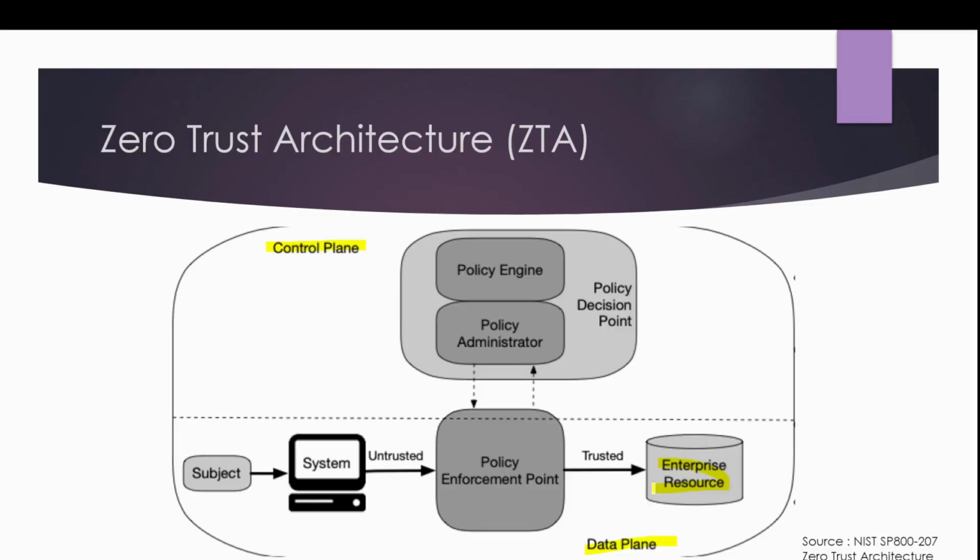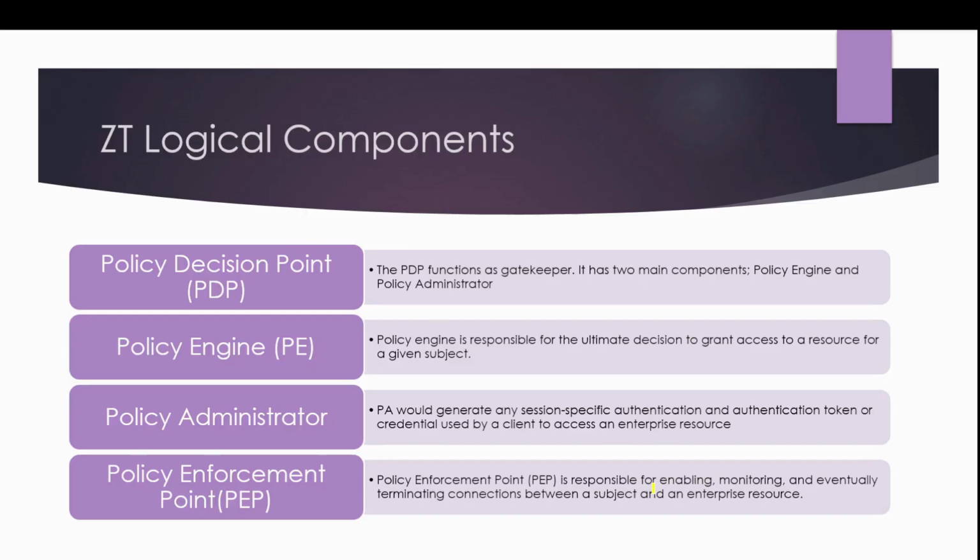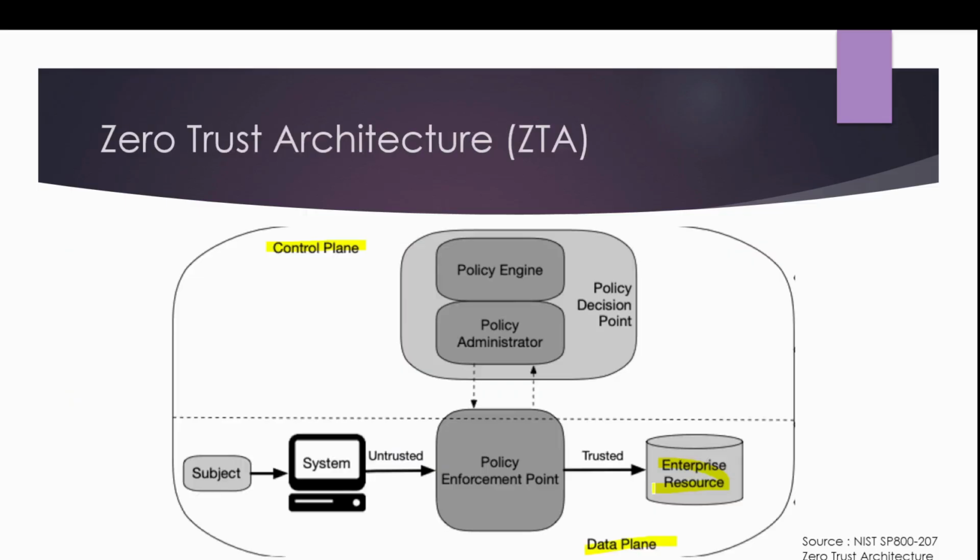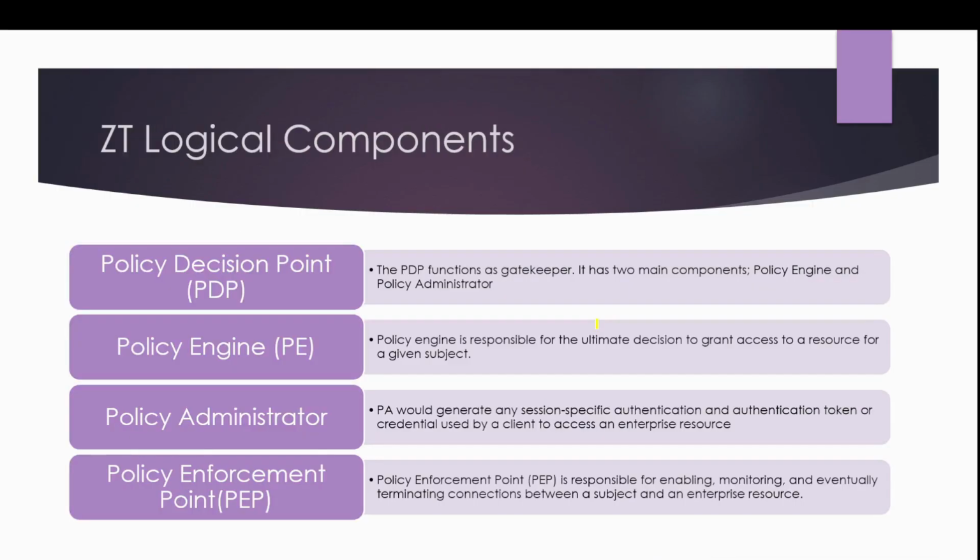Now, if I talk about more of these building blocks, the first is the policy decision point, the PDP. The PDP functions as a gatekeeper. It has two main components, the policy engine and the policy administrator. The policy engine is responsible for the ultimate decision to grant access to a resource for a given subject. That is quite clear from the definition itself.